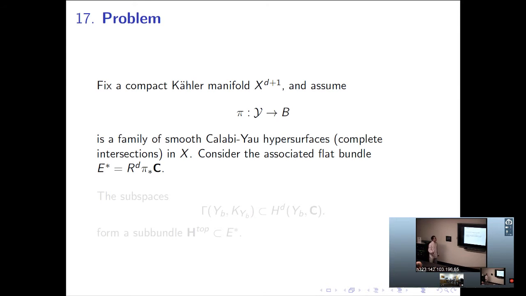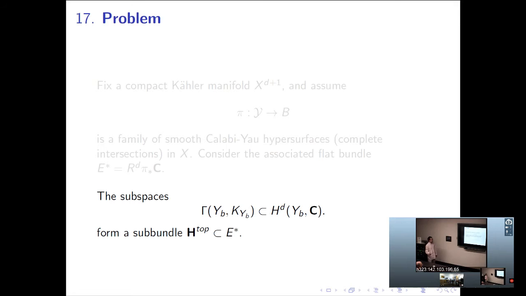So now let me be a little bit more specific. Suppose I fix a compact Kähler manifold X, and I look at the family of smooth Calabi-Yau hypersurfaces given by sections of the anti-canonical bundle. I also assume X is Fano. Then I will consider the vector bundle E star just as before.